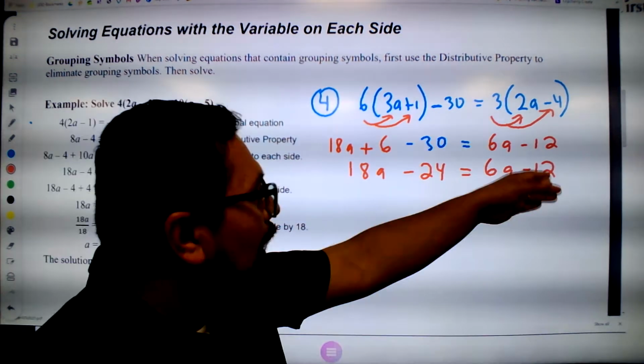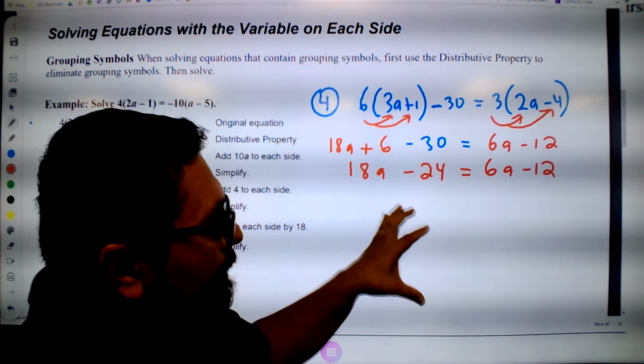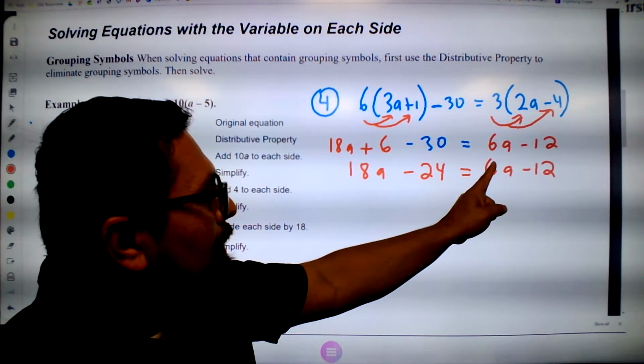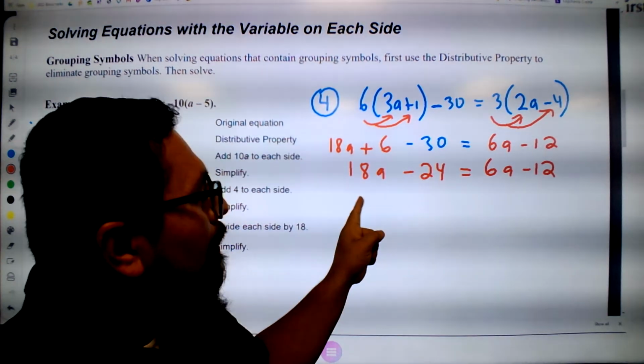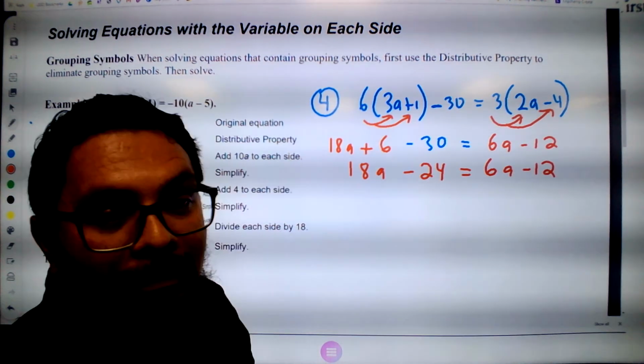Okay, so now this is where you take your critical step. Do I want to move stuff this way or do I want to move stuff this way? In this case, I'm going to move this 6a over here, because if I move it over here and subtract it, this is going to be a positive. Okay? So let's do that.